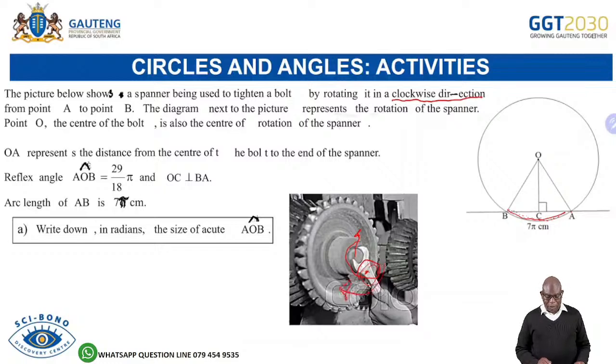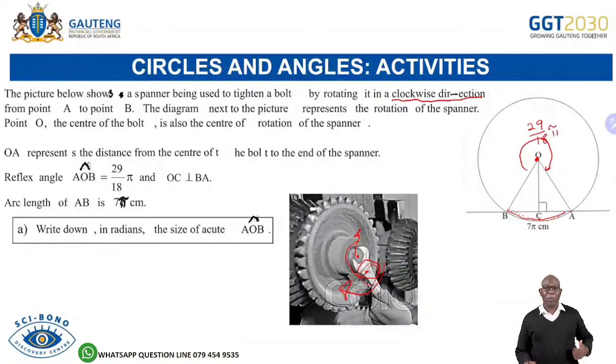The diagram next to the picture represents the rotation of the spanner. Point O is the center of the bolt. It's also the center of the rotation of the spanner. So OA is the distance from the center of the bolt to the end of the spanner. So reflex angle. So you must know these terminologies. Reflex angle, done it in grade 8, in grade 7, and grade 6. So your reflex angle there, it's given as 29 over 18 pi.